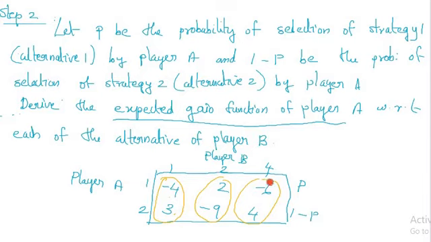So write down the reduced payoff matrix, then write P and 1 minus P in the rim of strategy 1 and strategy 2 of player A.